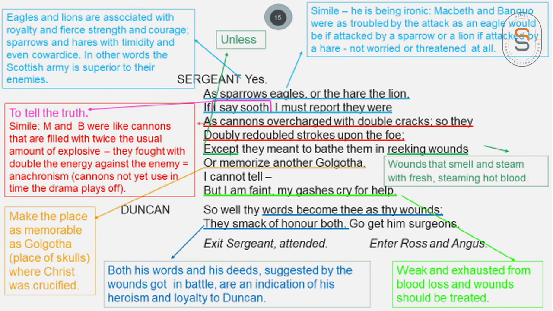And then he goes on, he says, to tell the truth, I must report, they were as cannons overcharged with double cracks, so they doubly redoubled strokes upon the foe. So Macbeth and Banquo were like cannons that are filled with twice the usual amount of explosive. So they fought with double the energy against the enemy.